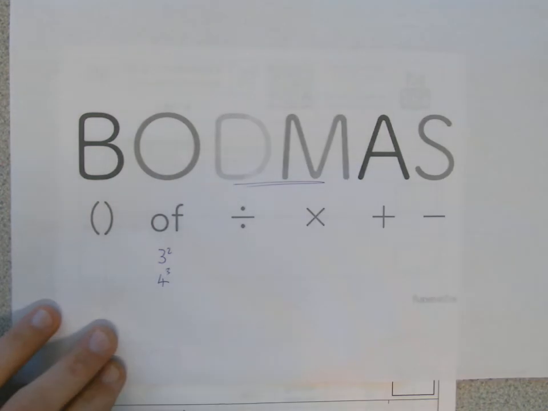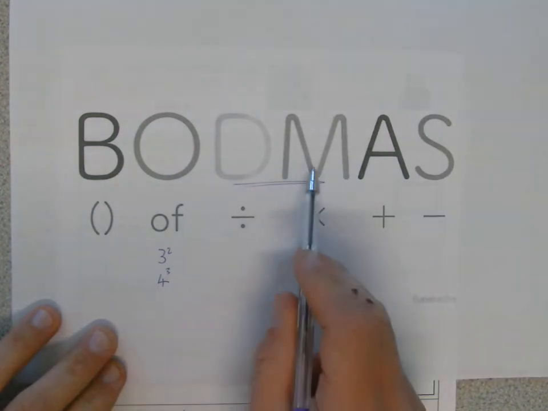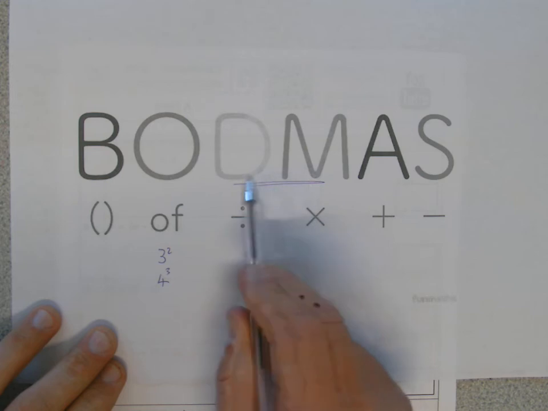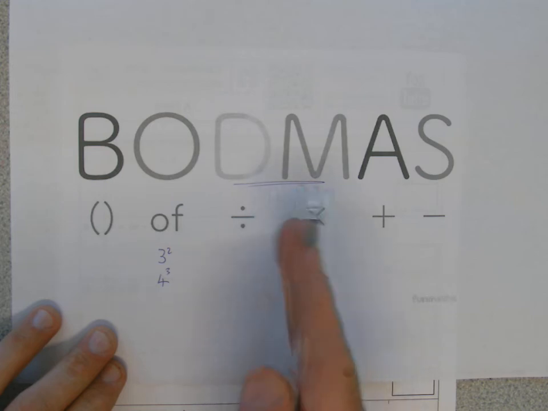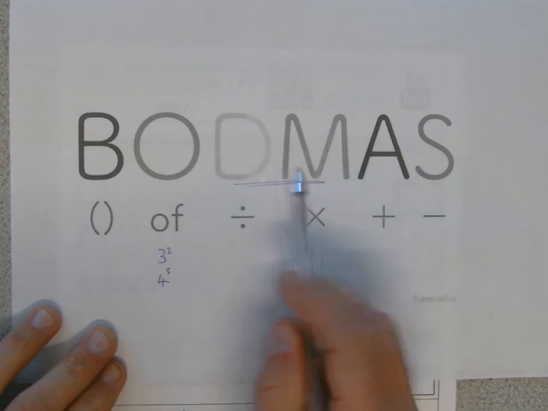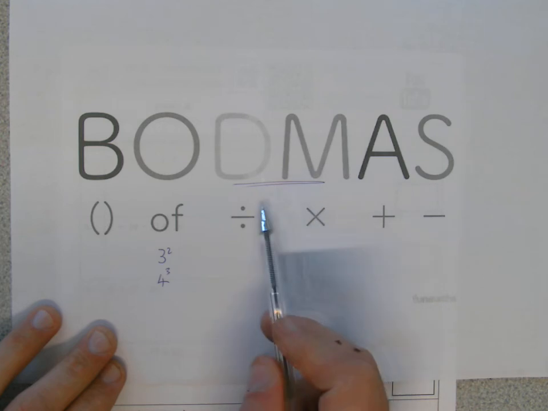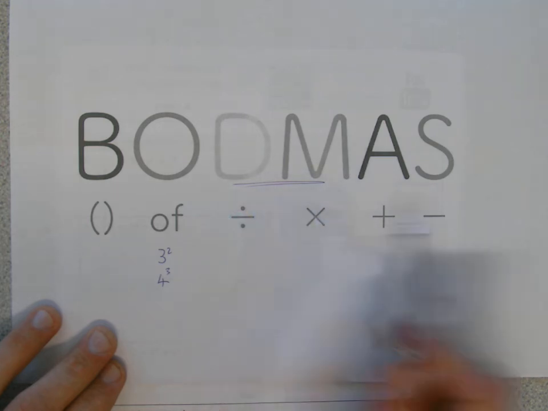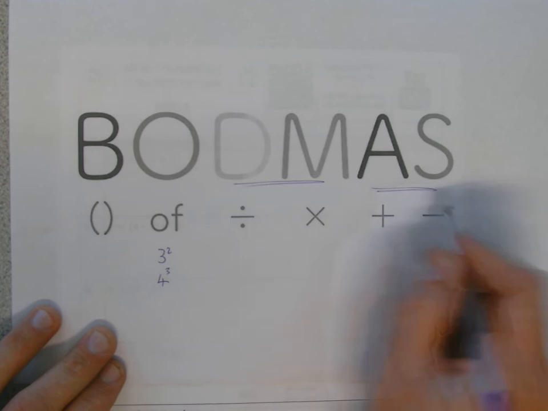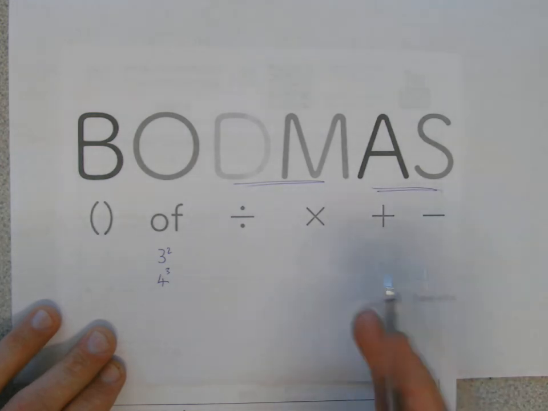Divide and multiply go together, so it doesn't matter if you do the multiplying before the divide. The priority goes from left to right. So if you've got a divide and a multiply, and the multiply appears first, I would go with the multiply. And the same with add and subtract. They go together, so it doesn't matter what order, just go from left to right.